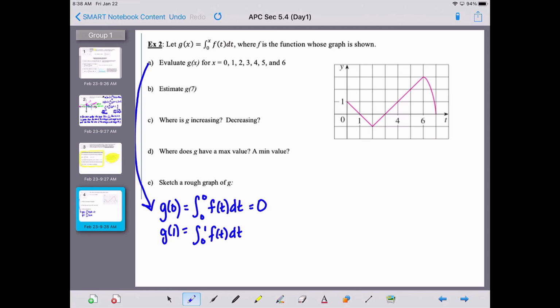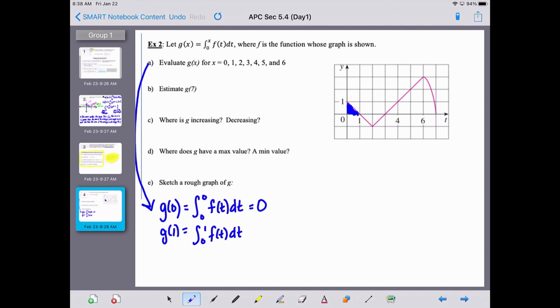And when we look at the integral from 0 to 1, we're looking at that much area. And since this is a nice linear function, we can see that that's a perfect little triangle with a base of 1 and a height of 1. So we know that our area there is going to have to be 1/2.